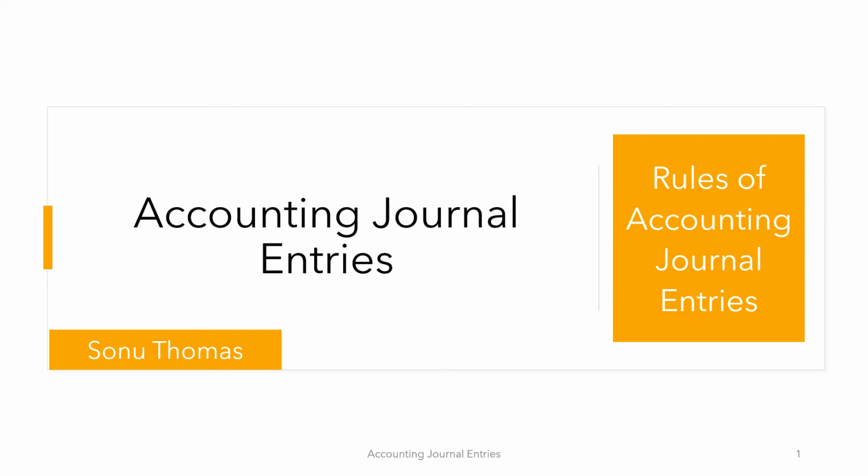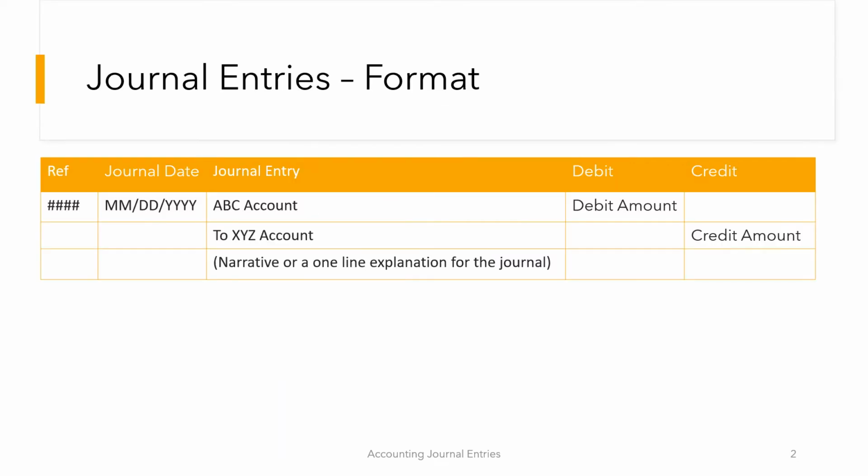Let's look at the rules of accounting journal entries. Let's go through the format of journal entries. Typically, a journal entry would have 6 different sections, starting with journal reference and followed by a journal date and the actual journal entry with a debit amount and a credit amount and a narrative below the journal entry, which is more of a one-line explanation of the journal for others to understand the nature of the journal.